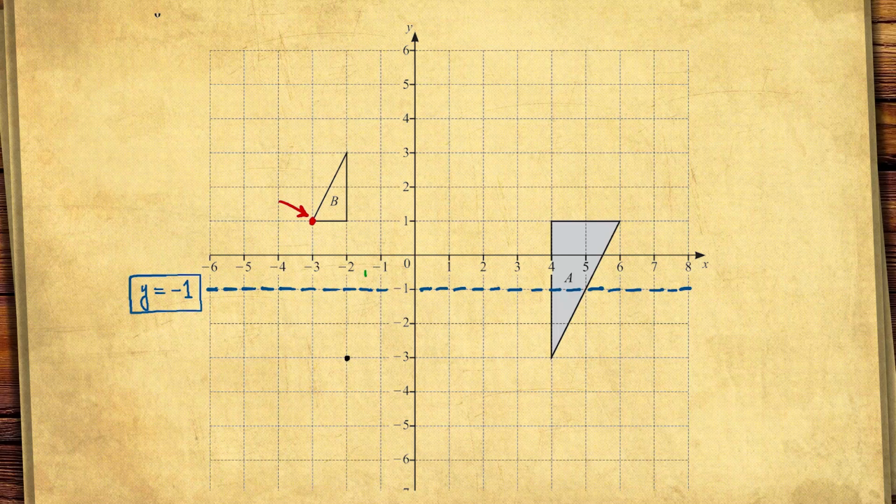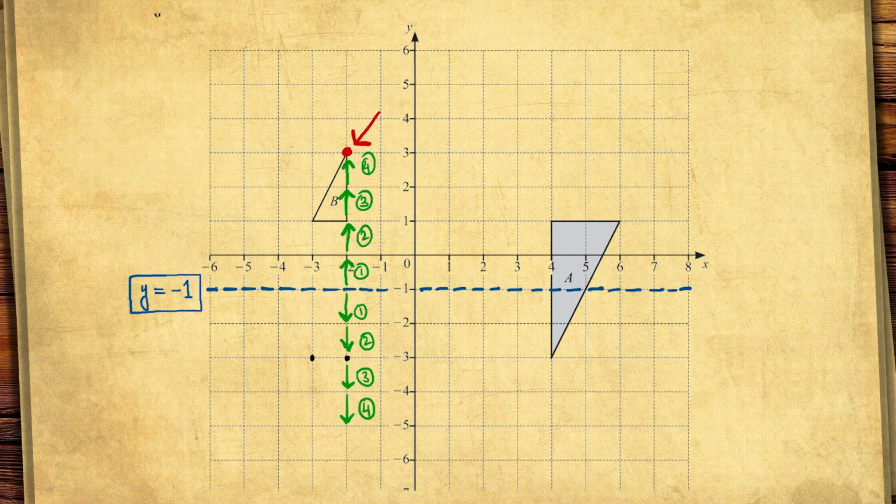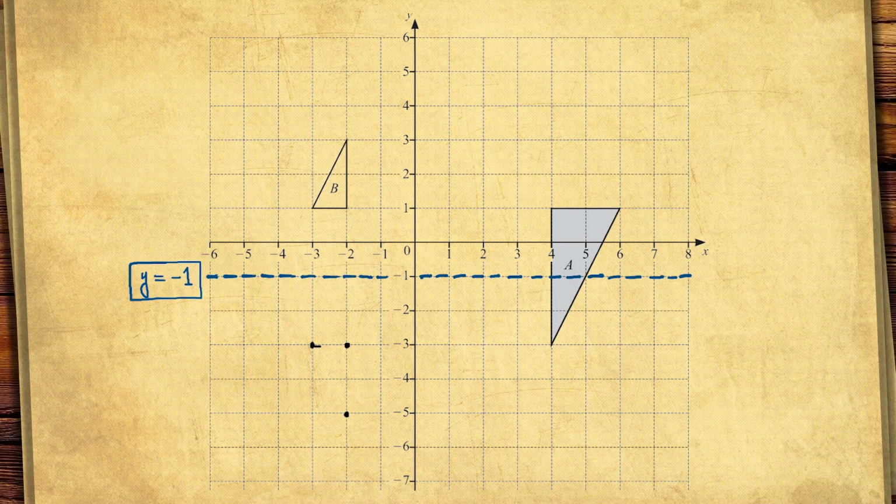And this point is also 2 units above the line of reflection. So after reflection, this point will be 2 units below the line of reflection over here. This point is 4 units above the line of reflection. After the reflection, this point will be 4 units below the line of reflection over here. Now let's join all these points to make a triangle, and we have reflected triangle B in the line y equals -1 to get this triangle.